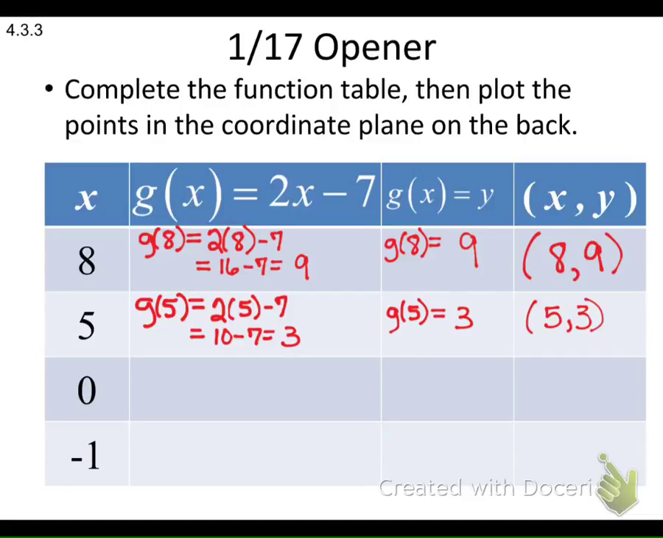Mrs. Livingston, do we get points off for not having a parentheses? Yes, absolutely. Because then it's not considered an ordered pair.